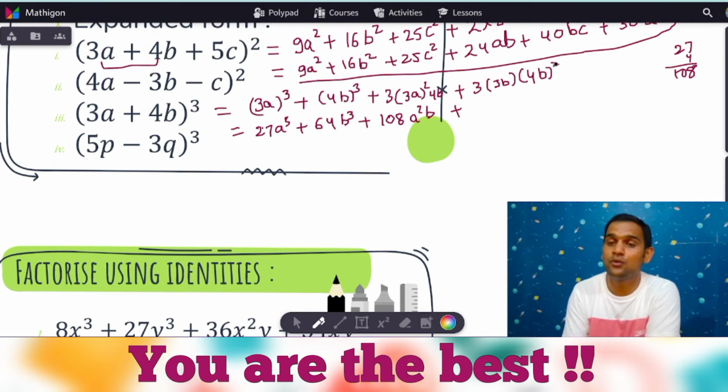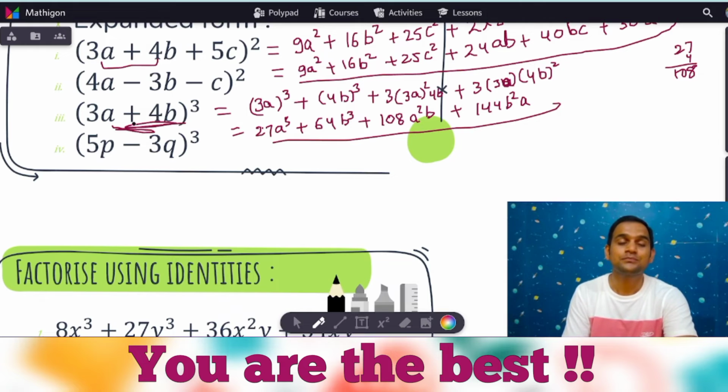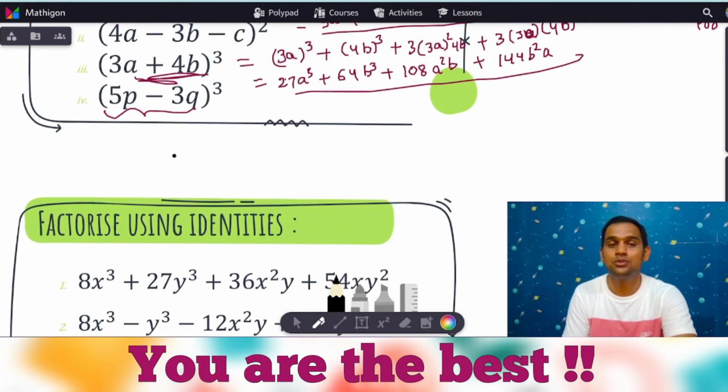4 times 4 is 16. 16 nines are 144. Wait, we have to, it is 3a actually. So 144 b square a. So that is the expanded form of 3a plus 4b square according to the identities which we have discussed. Now, you can similarly do it for 5b minus 3q to the whole cube.